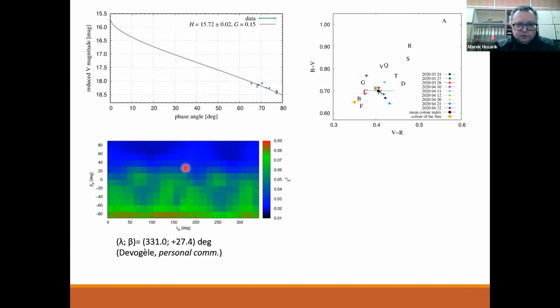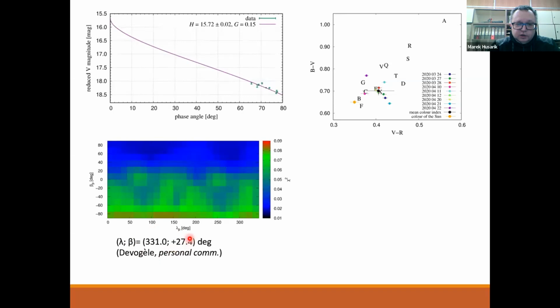I got information from this diagram that this asteroid must rotate in prograde sense, with communication with Maxim Devogel. We received confirmation that this asteroid really rotates in prograde sense.